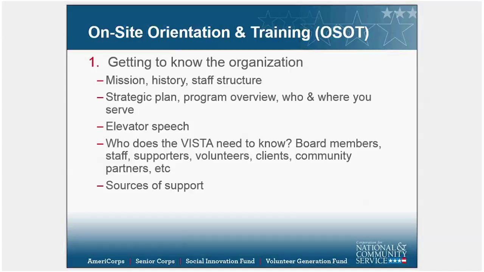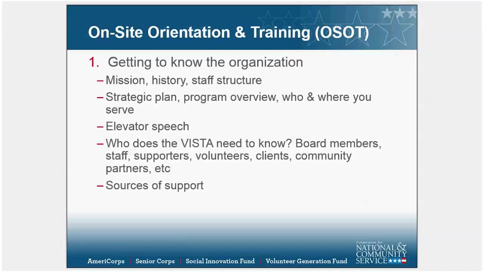So the first one, getting to know the organization, is pretty straightforward. This is the opportunity, thinking big picture with the VISTA member. It's important to lay that foundation, and we want the VISTAs to gain a strong context of who you are as an organization. And then how does their project focus fit into that?